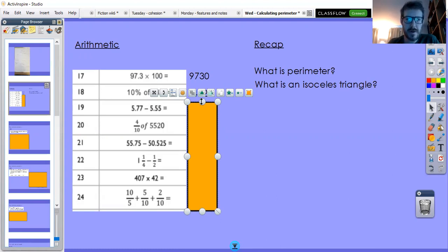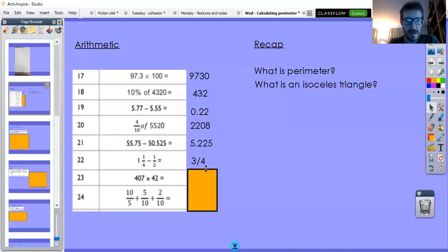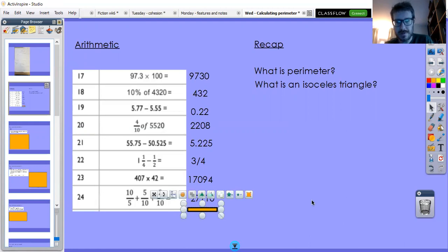5.77 take away 5.55 is 0.22. 4/10 of 5,520 is 2,208. 55.75 take away 50.525 is 5.225. 1 1/4 take away half is 3/4. 407 times 42 is 17,094. And then 10/5 add 5/10 add 2/10 should have something equivalent to 27/10.